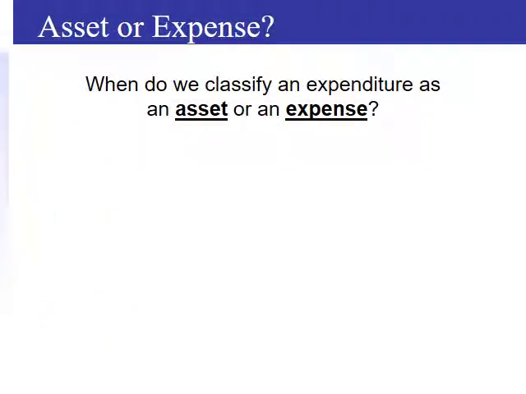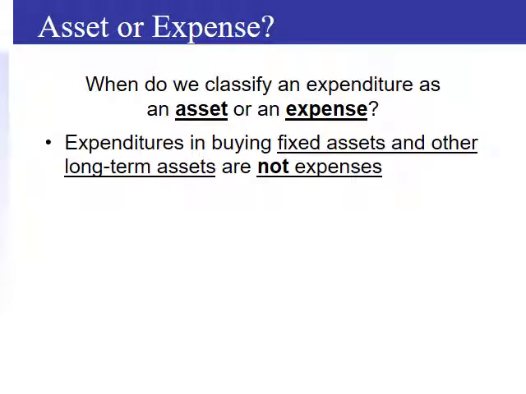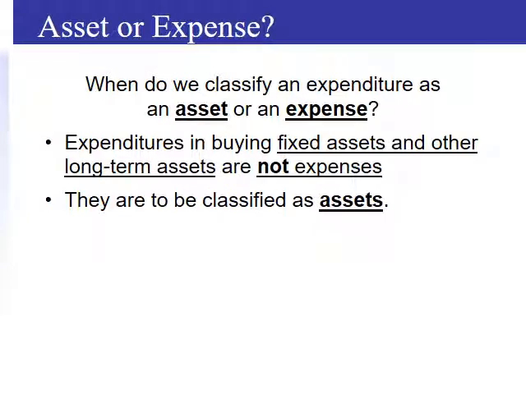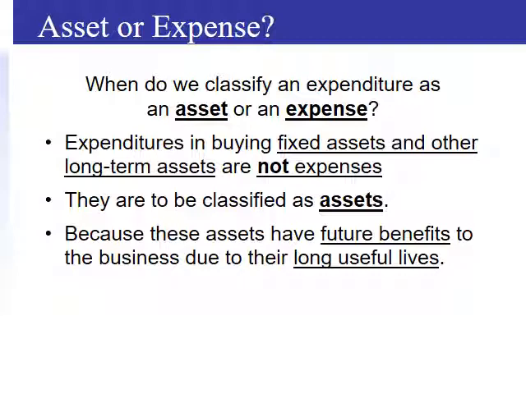How do we classify an expenditure as an asset or an expense? This is a very important question. In accounting, you have to classify things very carefully. Expenditure in buying fixed assets and other long-term assets are not expenses. Take note, it's not expenses. When you spend money on buying a car, this is an asset. So they are to be classified as an asset because this asset has future benefits to the business due to its long useful life.